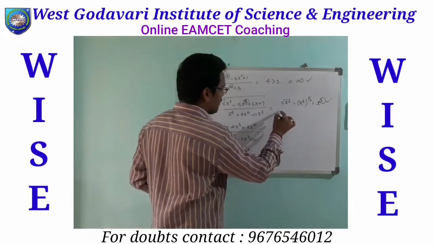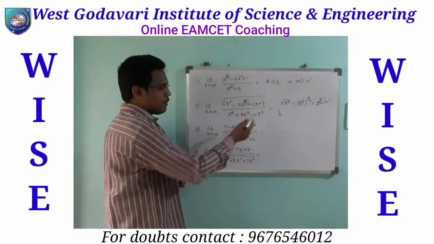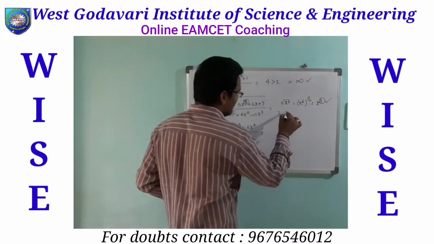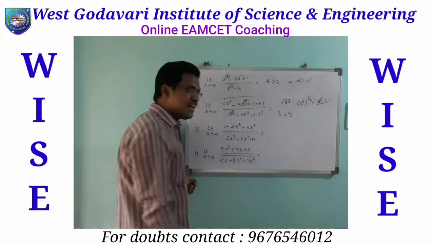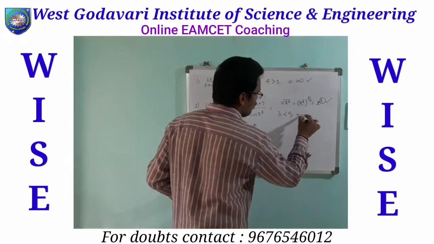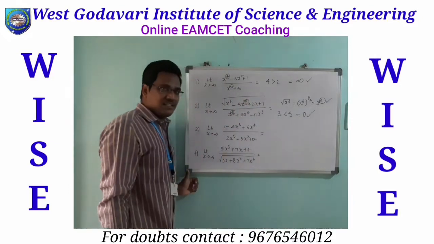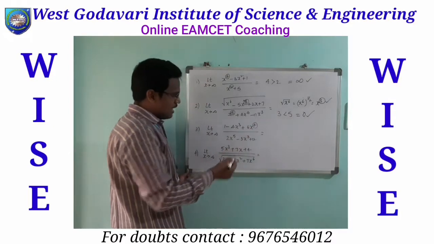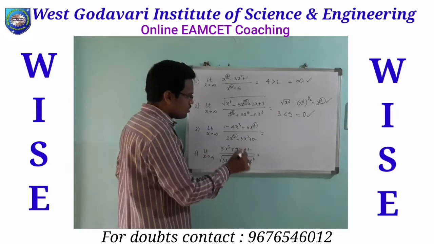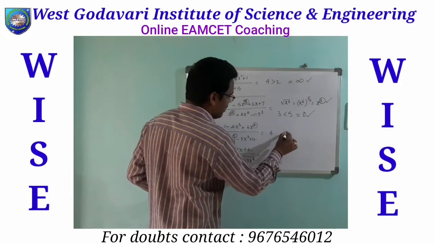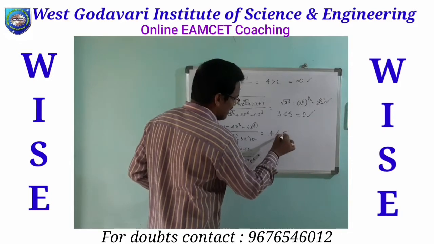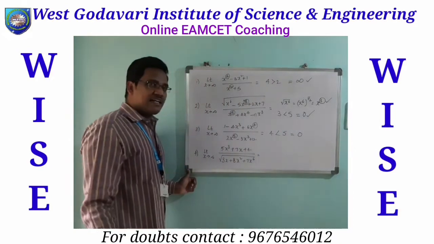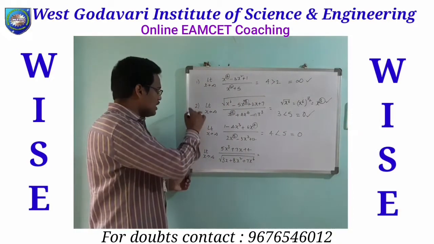By comparing the numerator power and denominator power: coming to the denominator, the highest power is 5. So 3 is less than 5, and it tends to 0. This is the second case. Coming to the next one, the highest power in the numerator is 4 and in the denominator is 5. So 4 is less than 5, and it also tends to 0. The second case is applicable for this third question and the second question.